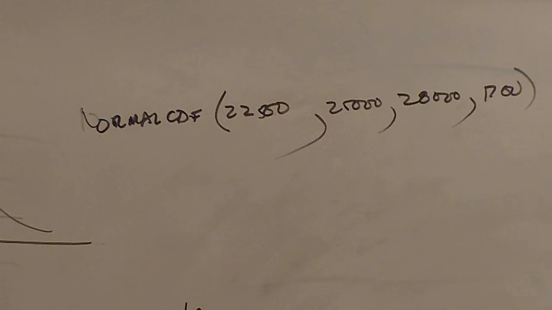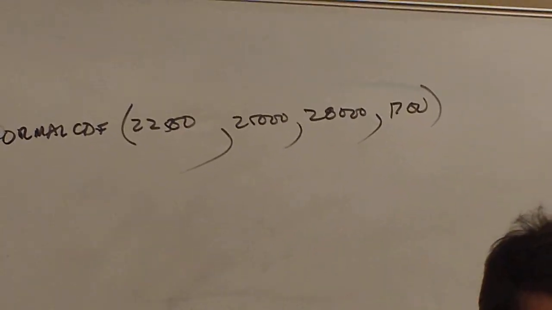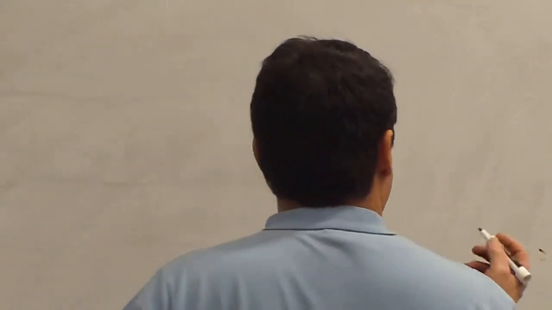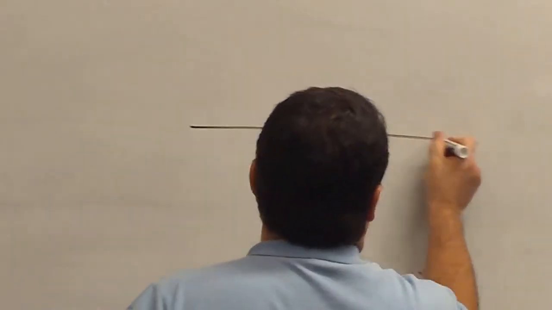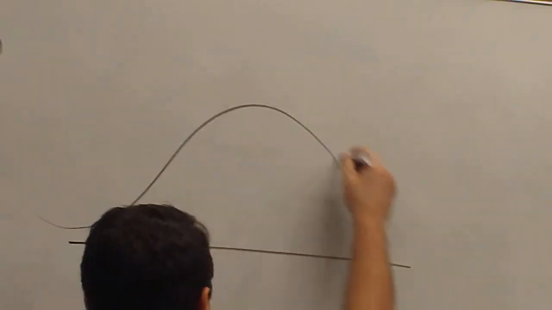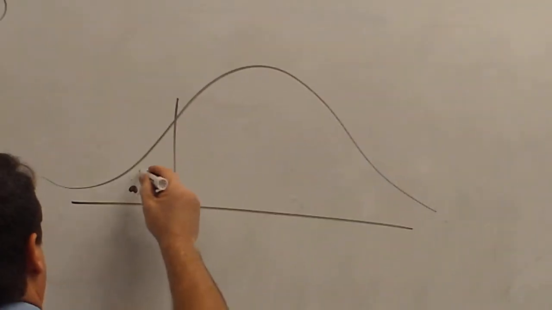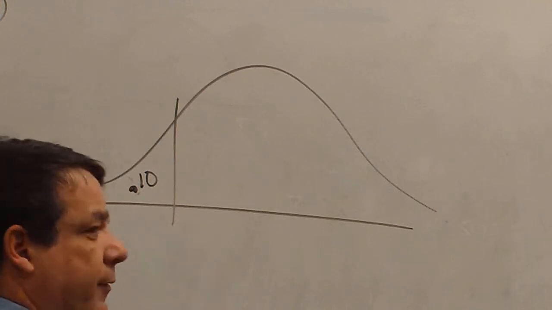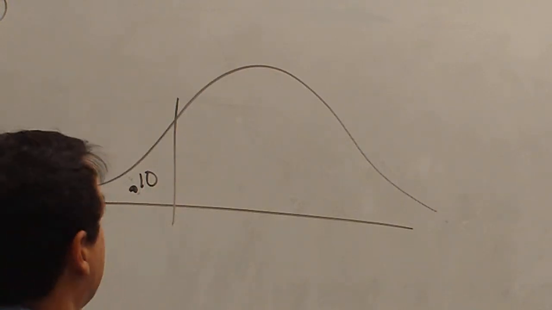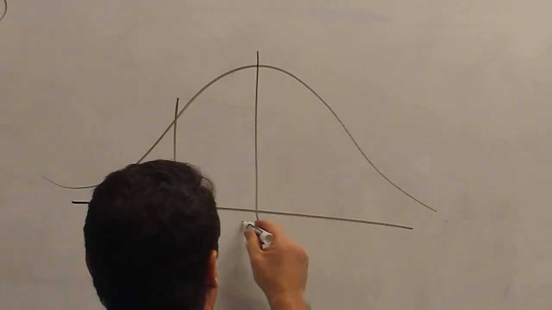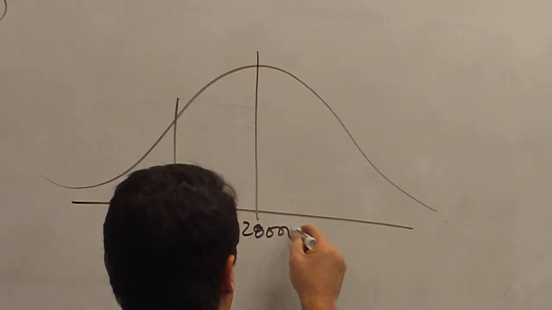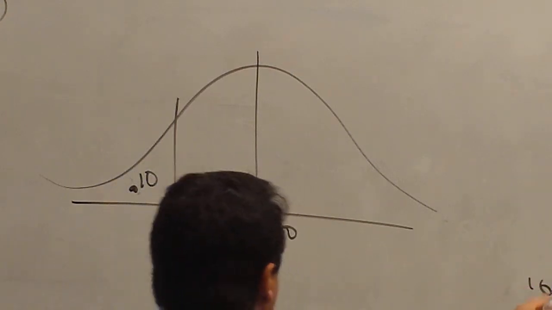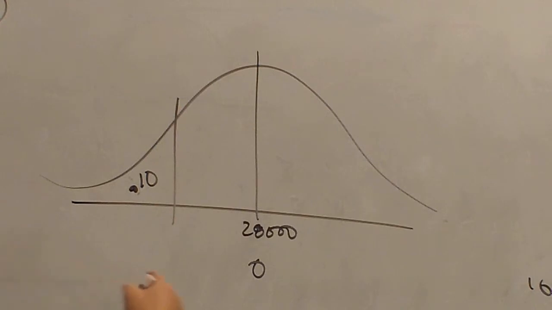Suppose a registered nurse at one hospital earns a salary that ranks in the 10th percentile. What does this mean? What is this nurse's salary? She ranks in the 10th percentile. Where is that nurse's salary? Right there. What's our average salary? 28,000. What's the z-score? Negative 10. Never changes. We need to find the salary right here.